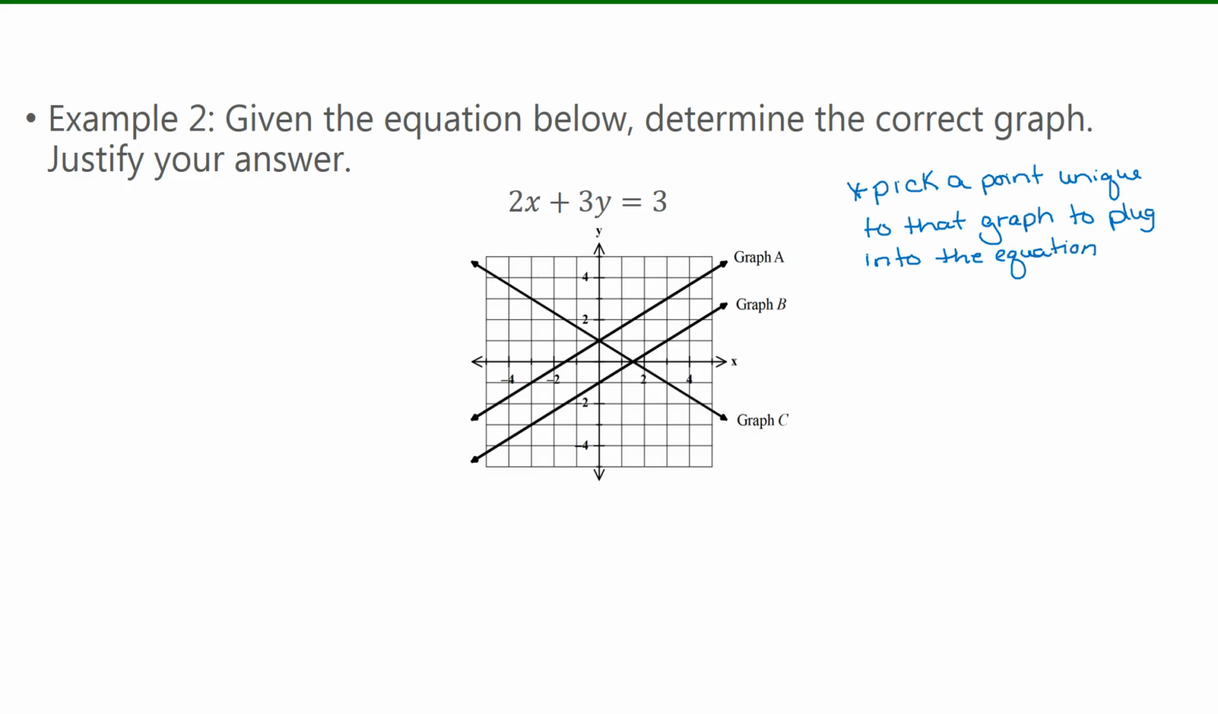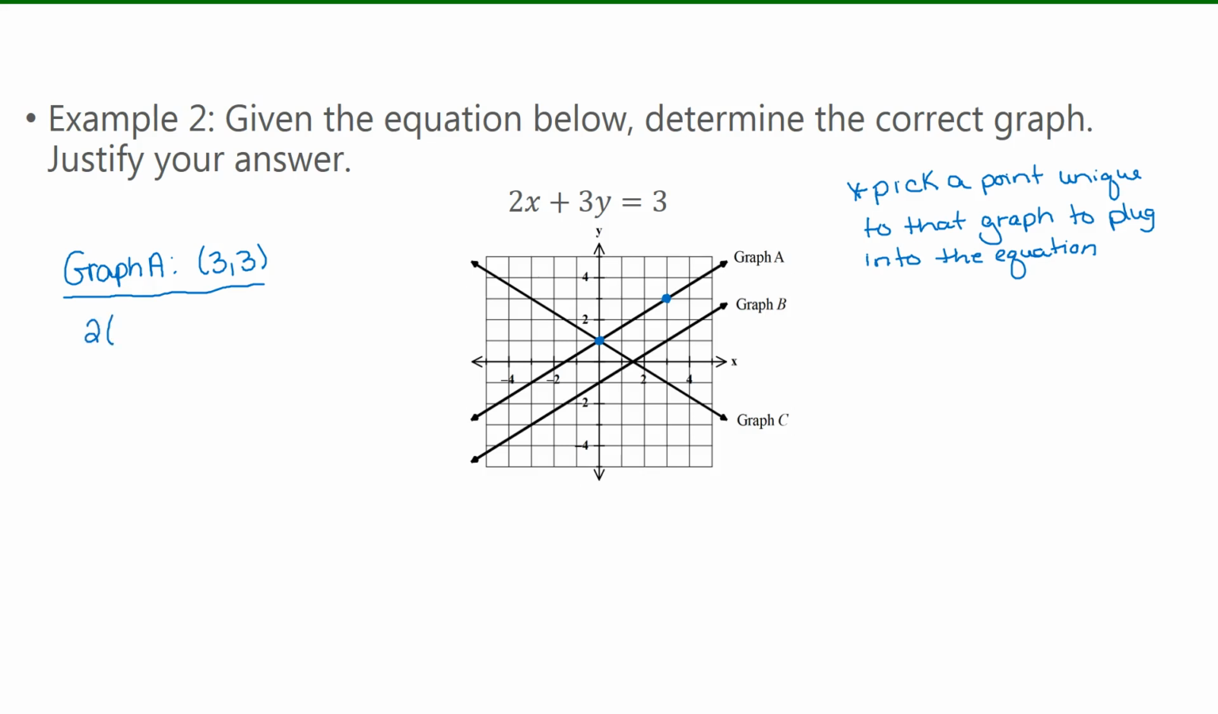If I look at the graphs here, I have this point right here, which is on graph A and also lies on graph C. So I want to avoid that point. I want to pick a point that is only on graph A. So this point right here, for example. So for graph A, I'm going to pick the point (3, 3). So I'm going to plug that into the equation now to see if that point satisfies the equation.